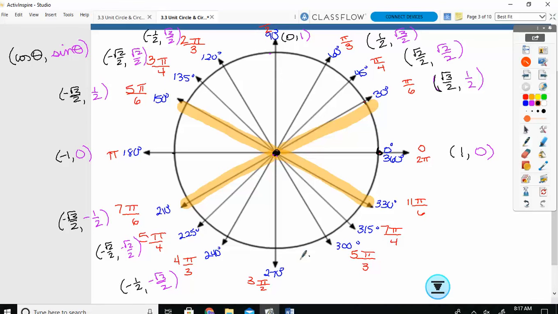So at 270, can you tell me what this point would be on the unit circle? All right. In the fourth quadrant, what's true? You think about graphing these, the y value is negative. So cosine is positive, sine is negative. So same points, but the y is negative.